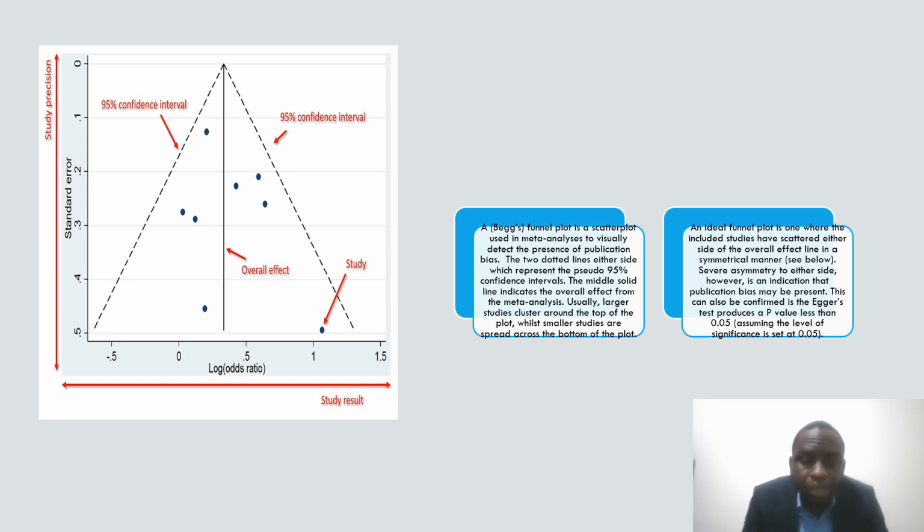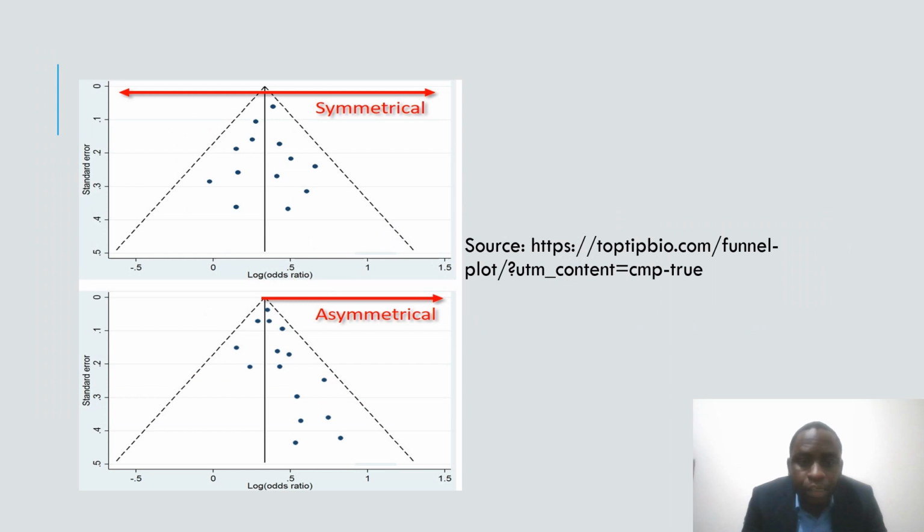A funnel plot simply means a plot showing the distribution of publications around a particular topic. The diagonal lines on the left and on the right represent the 95% confidence interval. Generally the studies with larger sample size are at the upper part of this triangle, while studies with smaller sample size are at the lower part of this triangle.